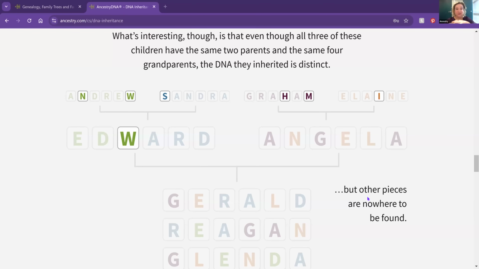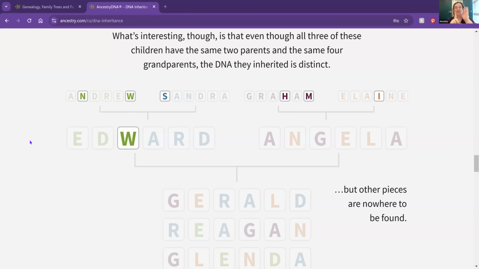Now, it's totally possible that Andrew had another child. That other child got the W. That child passed the W on to one of his children. So in other branches of the family tree, we can start to see pieces of that DNA that did get passed down and did survive. There's an interesting mathematical formula. So in addition to science, you're going to have to do a little math with DNA. The interesting mathematical formula is this.